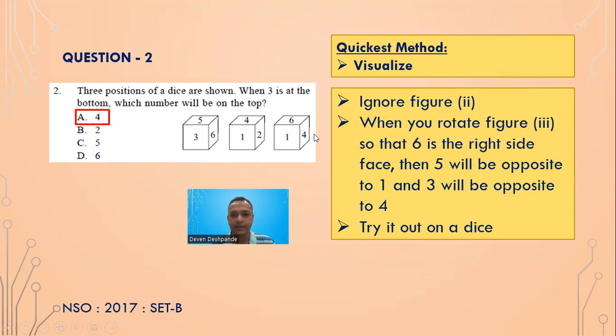When 6 is on the right hand side, then 5 will be opposite to 1 and 3 will be opposite to 4, isn't it? So when 6 is on the right hand side, 5 will be on the top and 3 will be here. It will be opposite of 1. So again, you can try to visualize this with the actual dice, and you will see that when 3 is at the bottom, then 4 will be at the top.